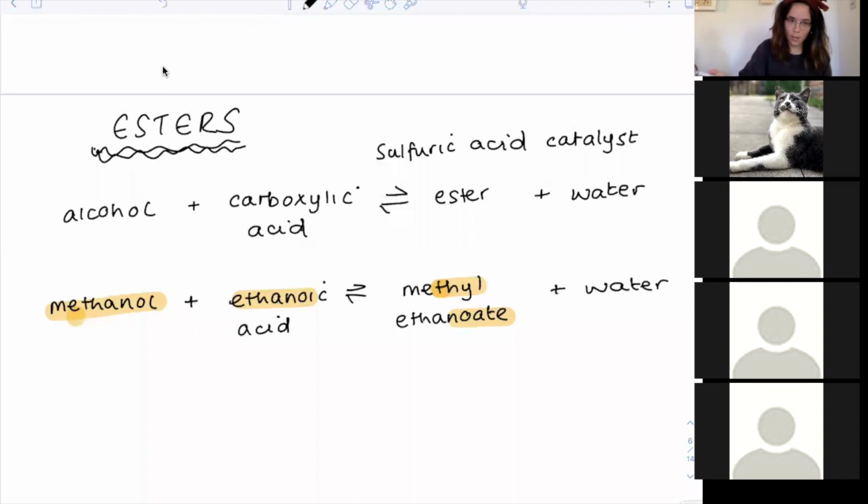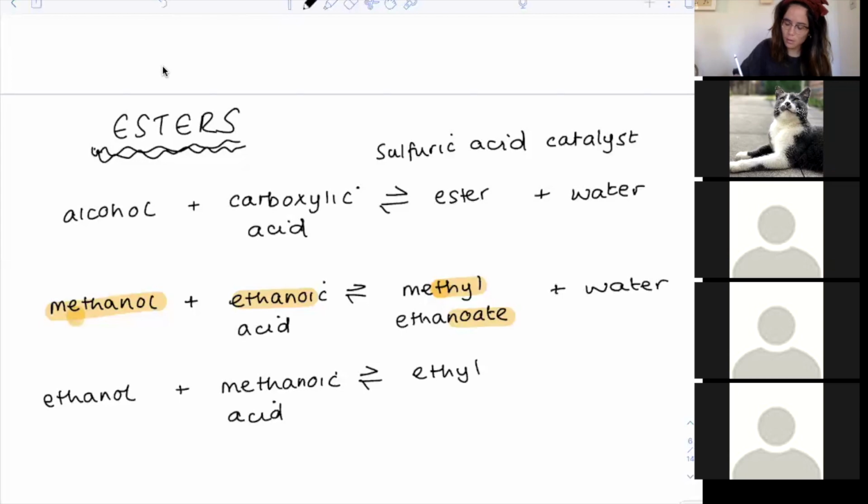Just to show you the other way around so you can understand why it's so important, let's flip it so that we have the alcohol ethanol reacting with the carboxylic acid, methanoic acid. We know that the beginning part of the ester's name is going to come from the alcohol, so it's going to be ethyl. The second part of its name comes from the carboxylic acid, so it's ethyl methanoate. So hopefully you can see, even though it looks fairly similar, how the names have switched around.